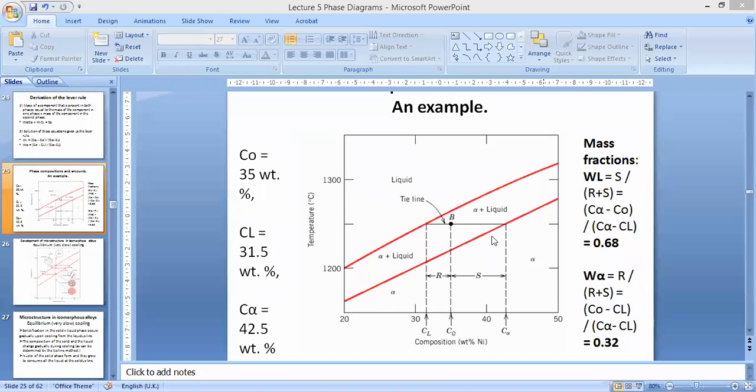What does it mean? It means that at point B, here, the liquid is 68%, while the solids are 32%, which also somehow makes sense, isn't it? It's closer to the liquid. That's why you're just coming out of the liquid phase and making your way this side. So it's more of liquid than solid.